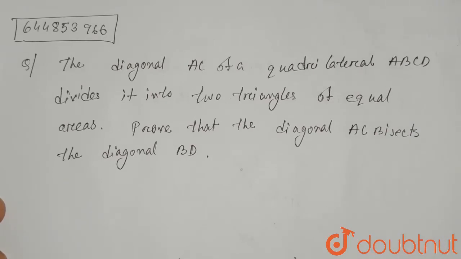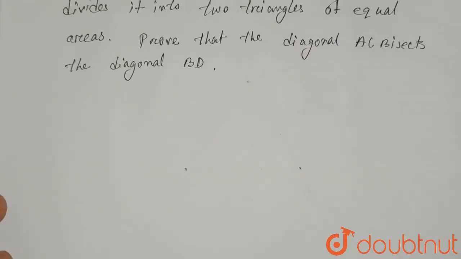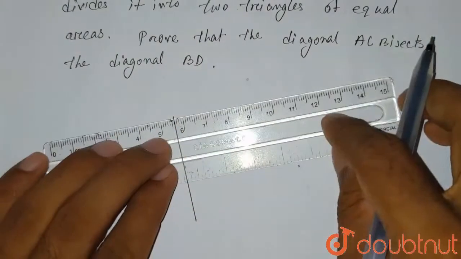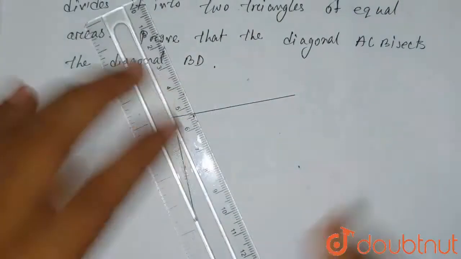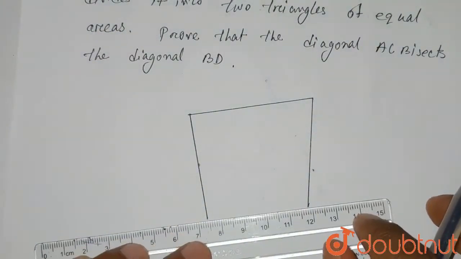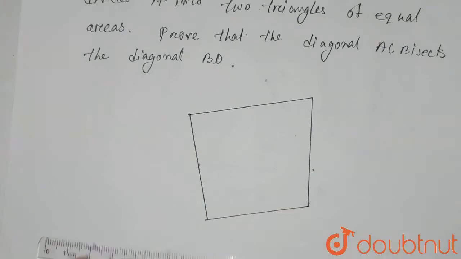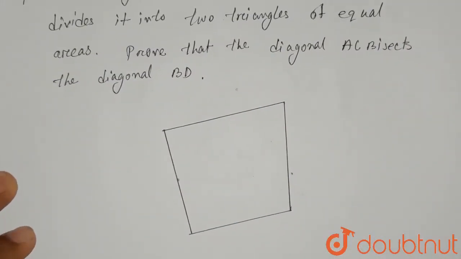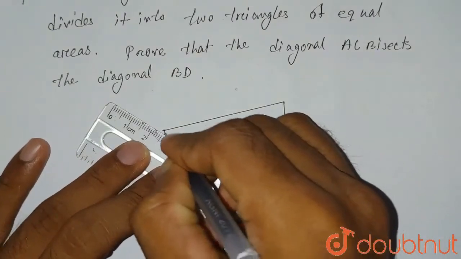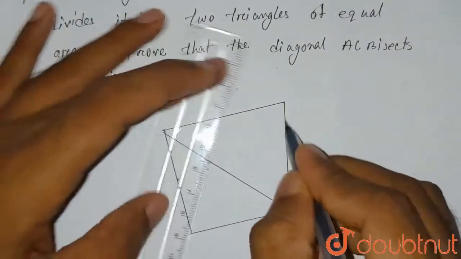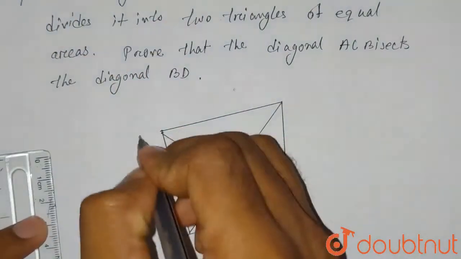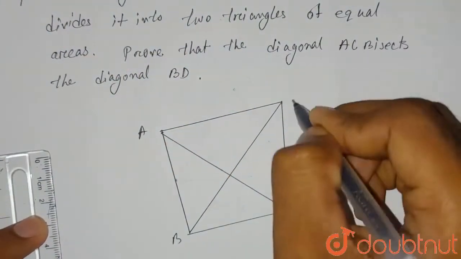Okay, so here first of all let's draw the quadrilateral ABCD. You can take any quadrilateral, as the size of the sides is not given. Okay, so here we have drawn the quadrilateral ABCD. Now what we have to draw? We have to draw the two diagonals. So this is one diagonal, and this is the second diagonal. So let's say this is ABCD.